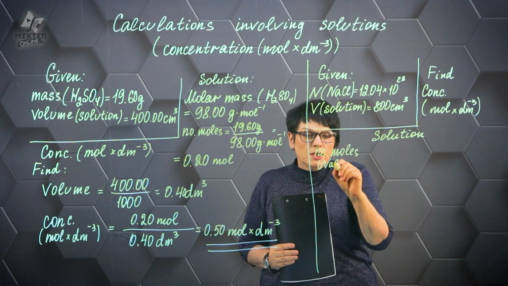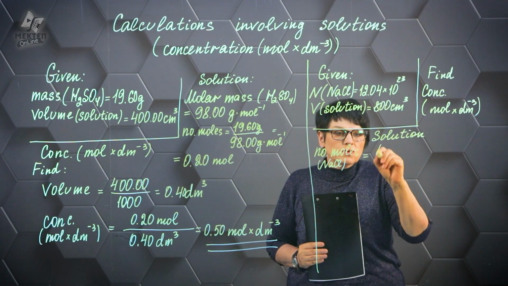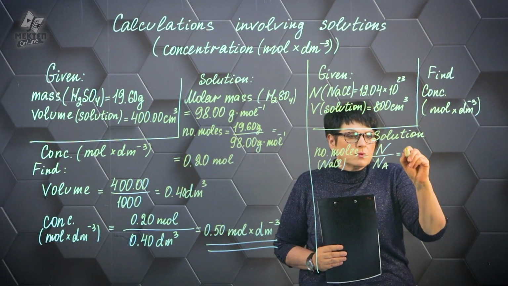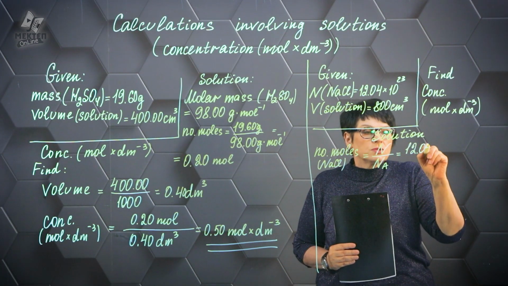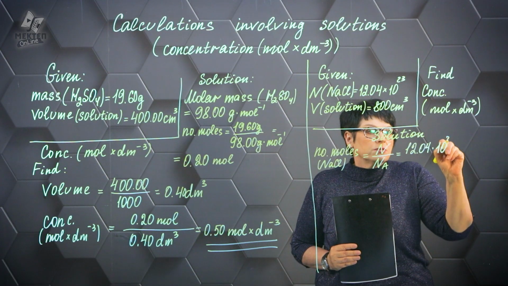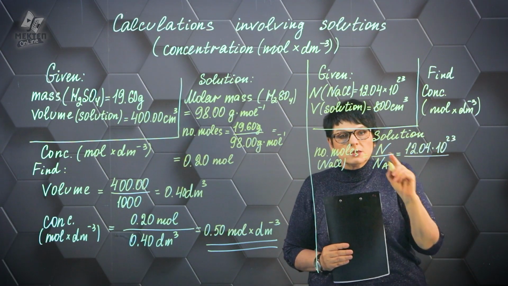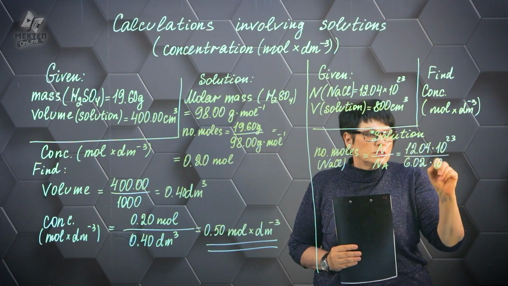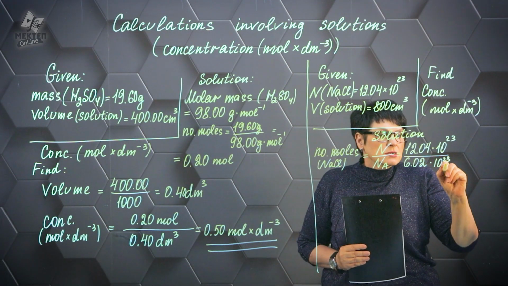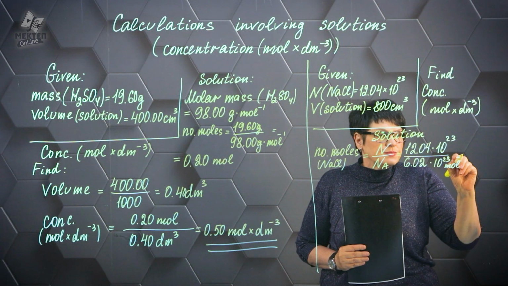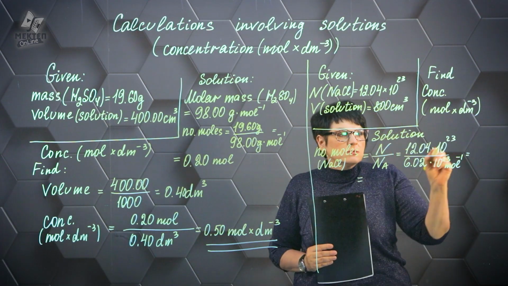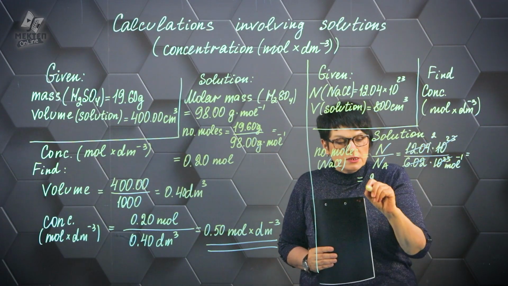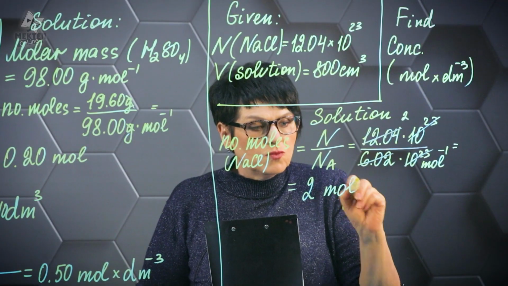For sodium chloride, for this we'll use the formula number of particles divided by Avogadro's number. And that equals 1204 times 10 to the 23, and the Avogadro number we need to remember, and that will be 602 times 10 to the 21, respectively, mole to the minus 1. And then in this case we can reduce here. And that would be 2 moles.